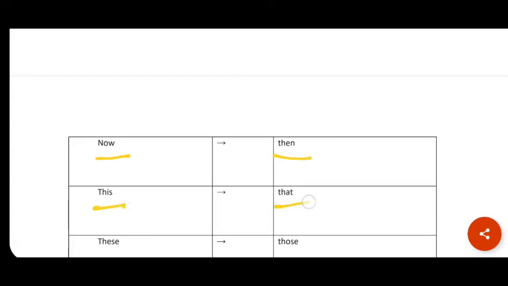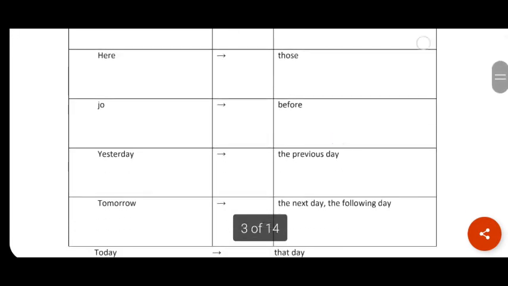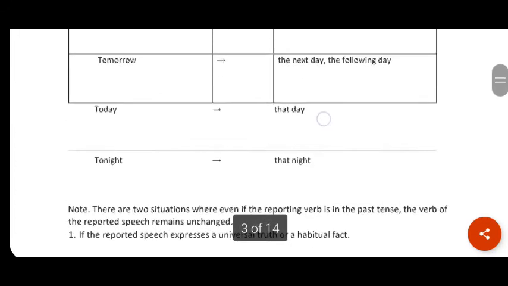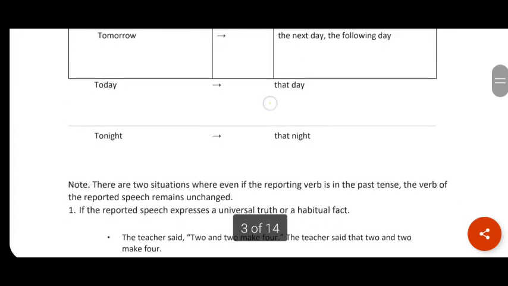This changes to that. These changes to those. Here changes to there. Ago changes to before. Yesterday changes to the previous day. Tomorrow changes to the next day or the following day. Today changes to that day. Tonight changes to that night.